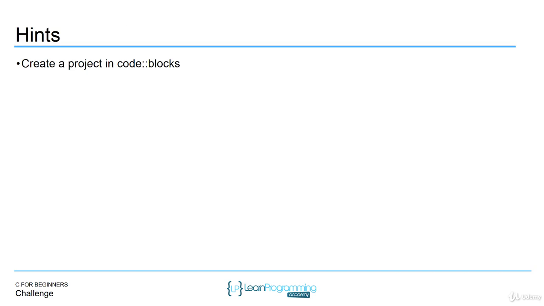Okay, so for some tips or hints for this assignment, you're going to need to create a project in Code::Blocks. You should use a meaningful name for this project. Since this program is basically calculating the perimeter and area of a rectangle, you could name the project rectangle. That's really the simplest thing.